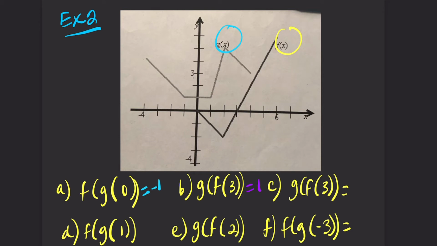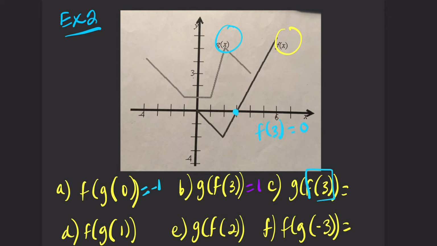Okay, so letter C, we're evaluating g of f of 3. We start with the inside, which is f of 3. So we are looking at the black line. And remember, whenever the x value is 3, we are looking for the y value. Whenever x is 3, the f of x is right there, which is at 0. That's the y value right there.